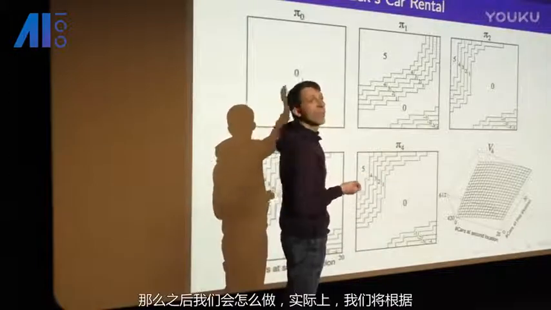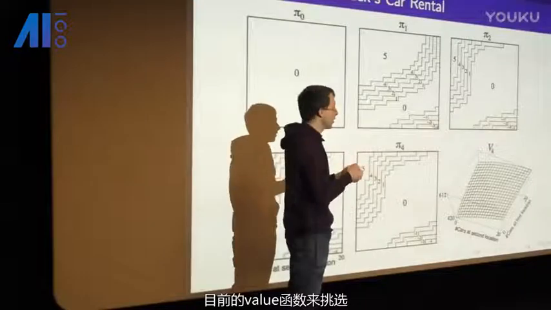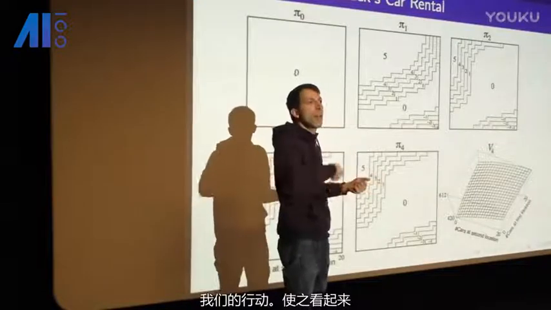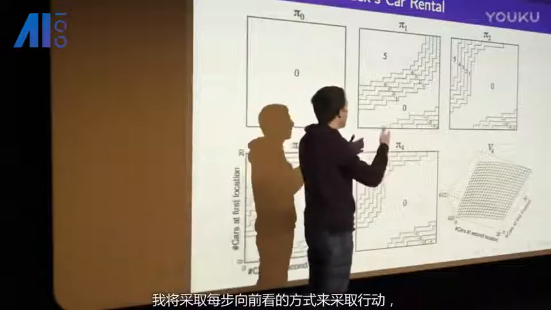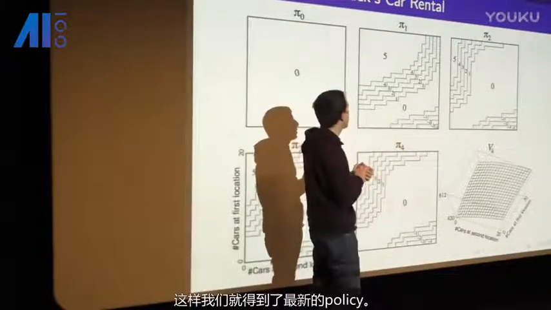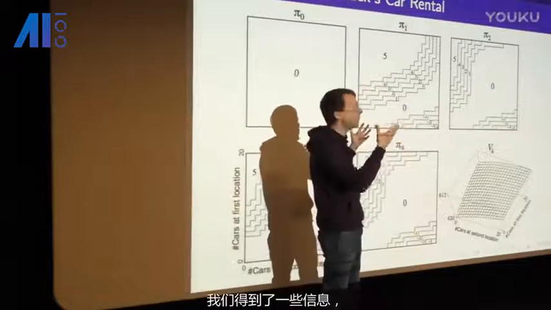And then what we do is we act greedily with respect to that surface. We basically pick the action which, according to my current value function, looks best. So I do a one-step look ahead, take the action which looks best according to my current value function, and that gives me a new policy. And we see that immediately after one iteration we gain some information.